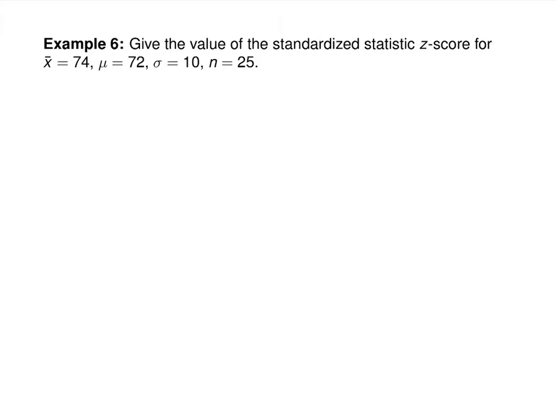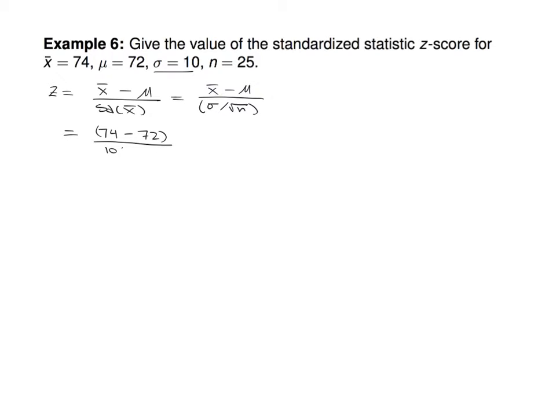Give the value of the standardized z-score for this information, and notice that we're doing the z-score here, not the t-score, because we're given sigma exactly. So z is equal to x bar minus mu over the standard deviation of x bar, and the standard deviation of x bar was given by sigma over root n. So that's 74 minus 72 over 10 over root 25, or 2 over, well, root 25 is 5, 10 divided by 5 is 2, 2 over 2 is equal to 1. So there's a z-score of 1.